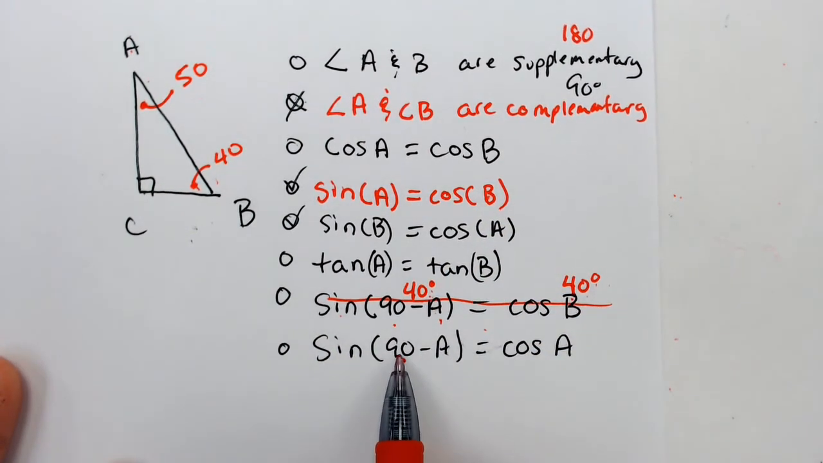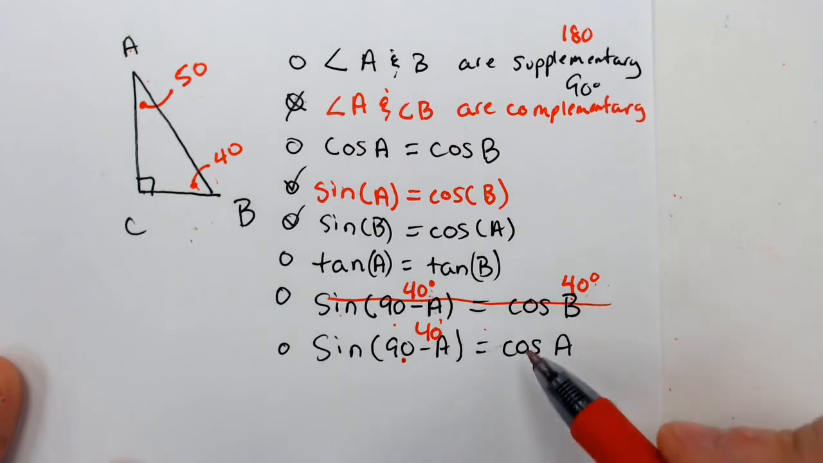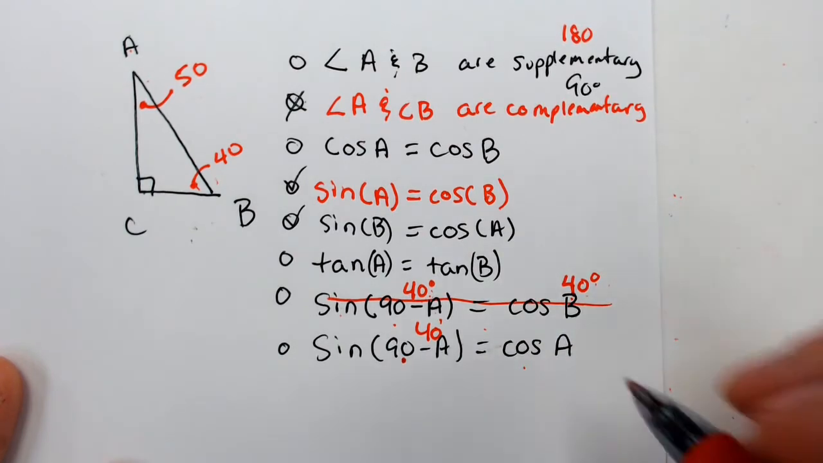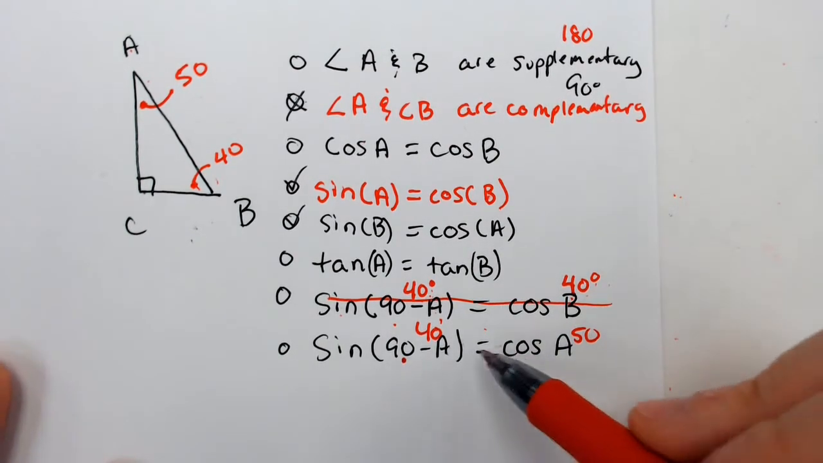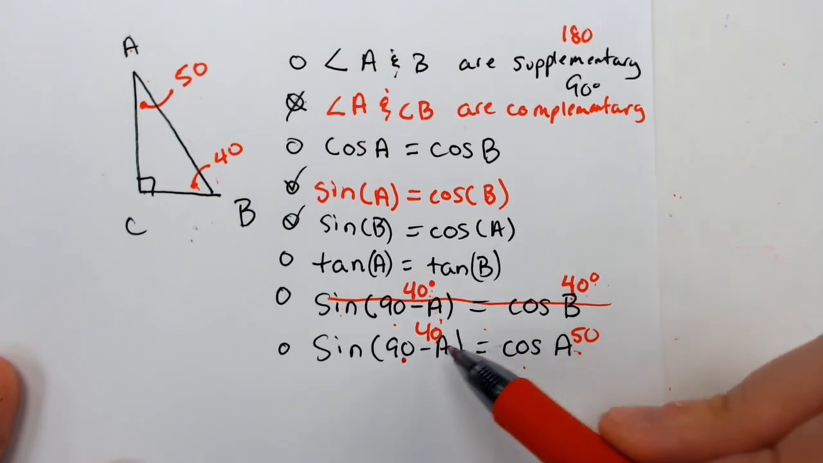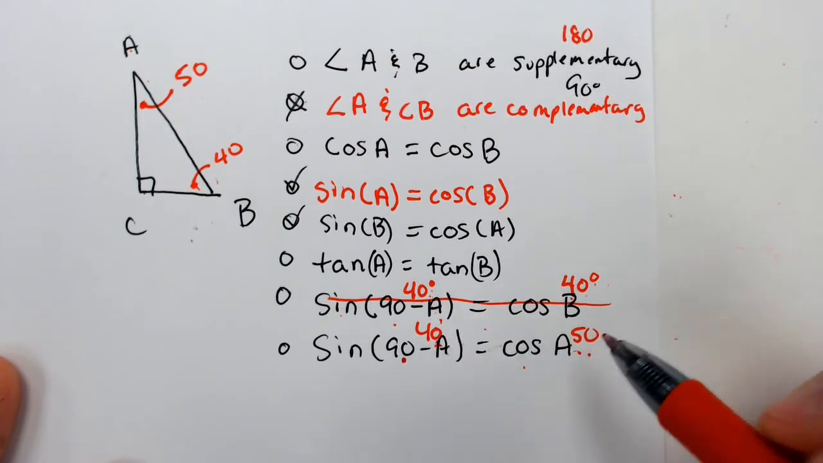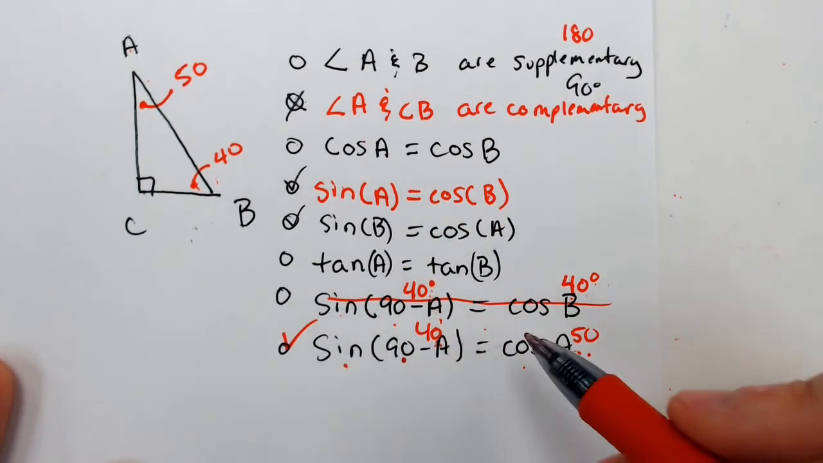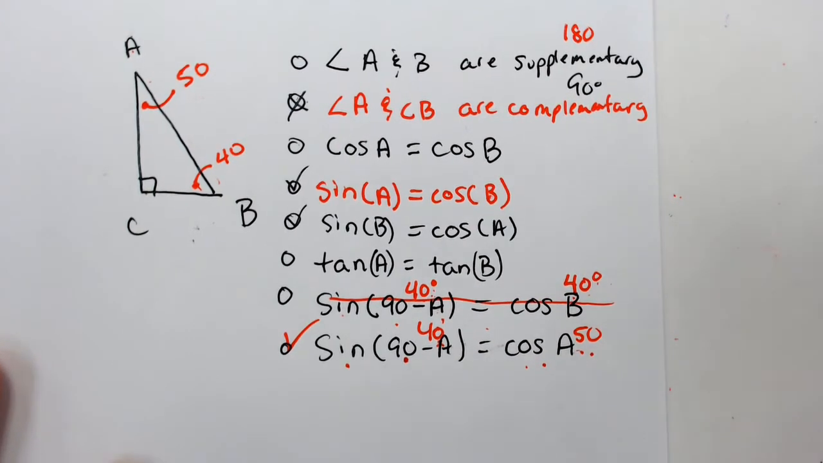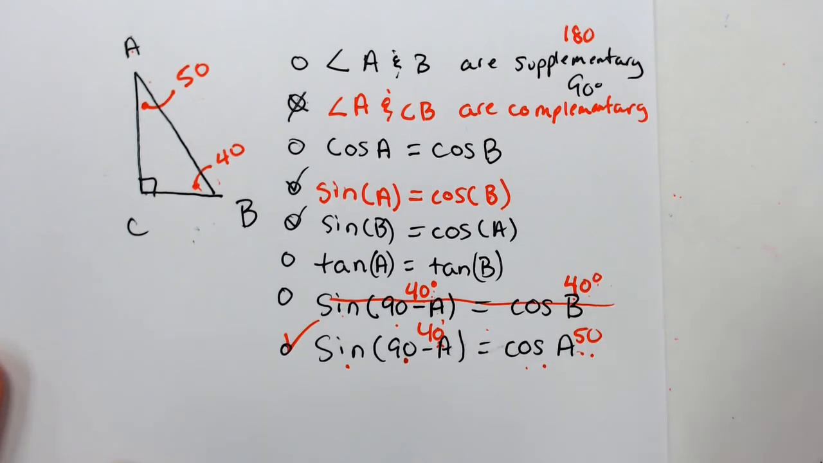But here, 90 minus A is 40 degrees. Is that going to equal cos of angle A? Well, cos of A is 50 degrees. We went from 40 to 50. We switched from one angle to the other. We switched from sine to cosine. That works. Okay?